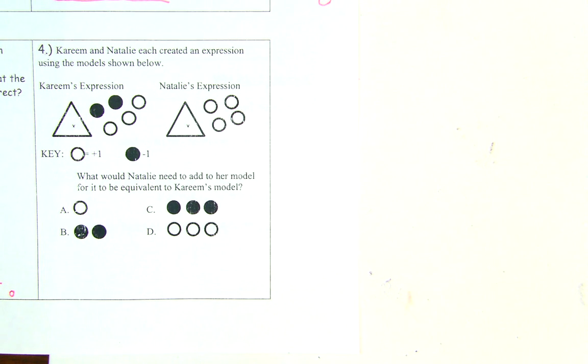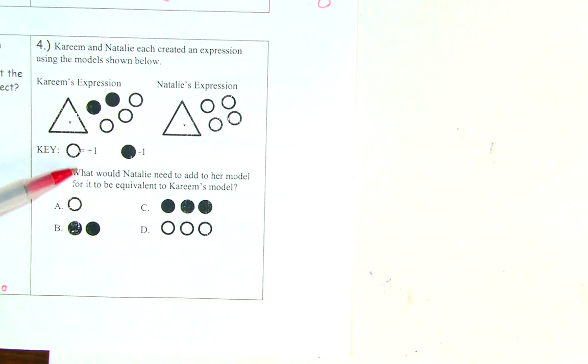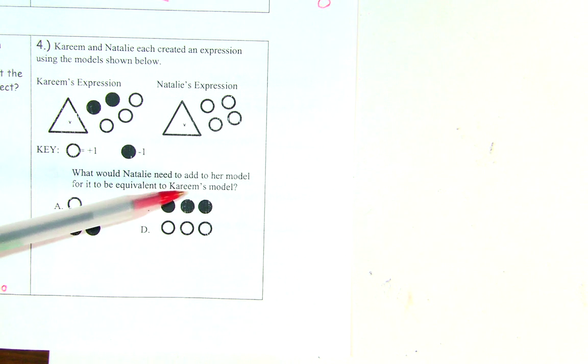All right, so let's go ahead and take a look at question number 4. It says Carmen and Natalie each created an expression using the model shown below. The question asks what would Natalie need to add to her model for it to be equivalent to Carmen's model?